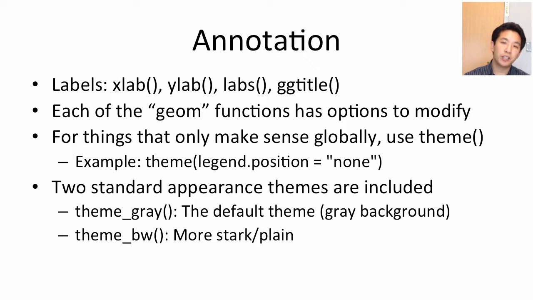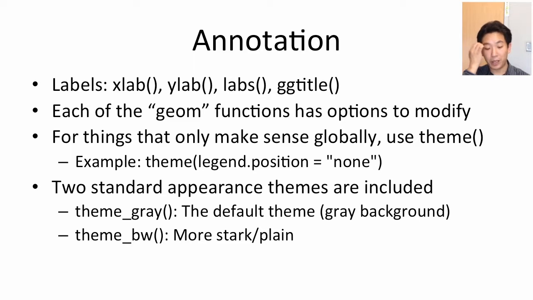Each of the geom functions, like geom_point and the geom_smooth function, have options that you can specify to change things. So you can explore some of those options too if you don't like the defaults. There are some things that only make sense globally, meaning for the whole plot, and so the theme function is available for that. So this might specify the basic colors, the background colors, or here, for example, the position of the legend. And you can use the theme function to specify these options.